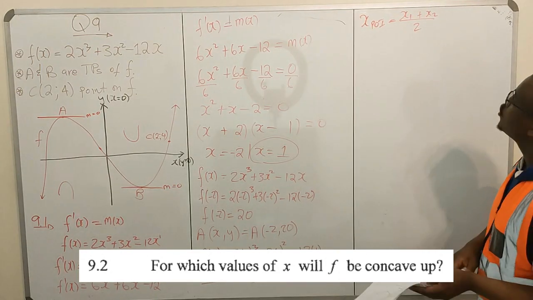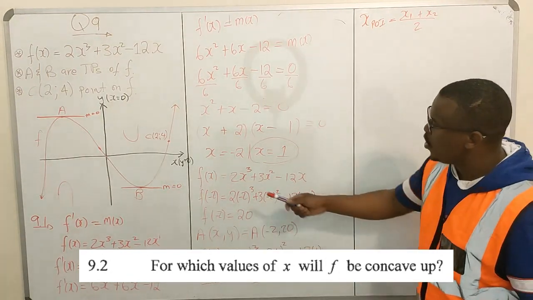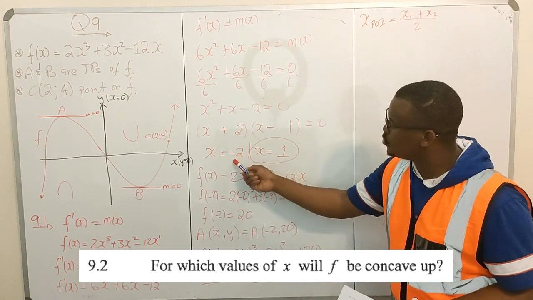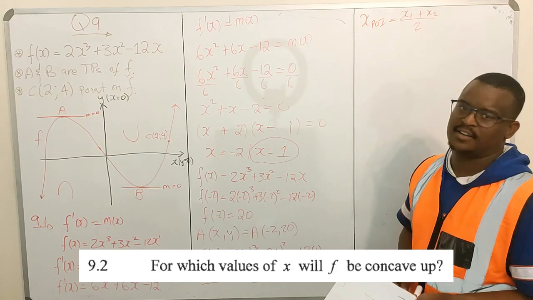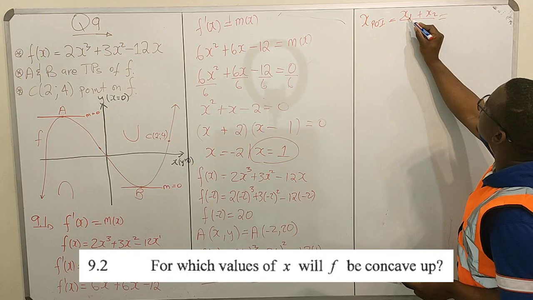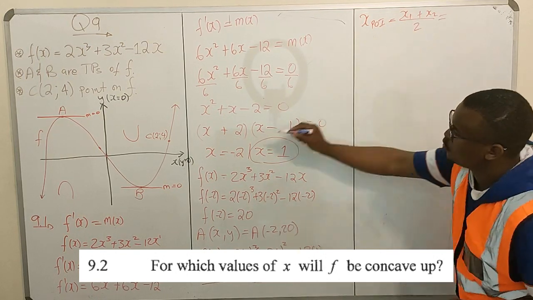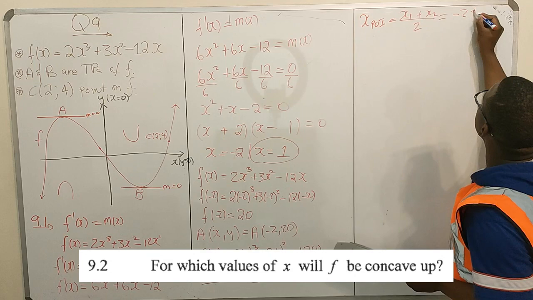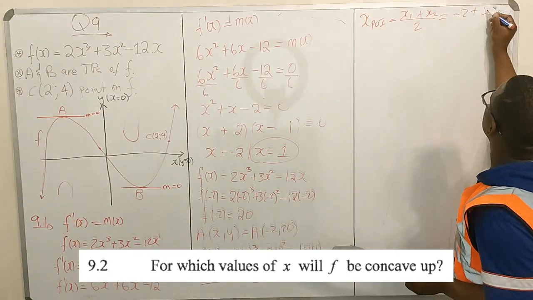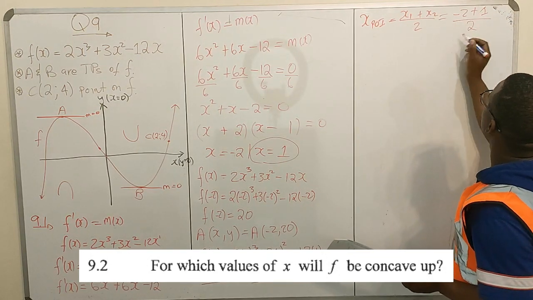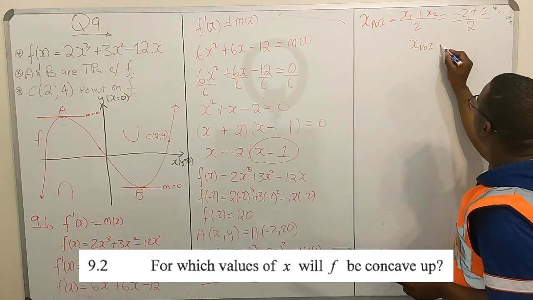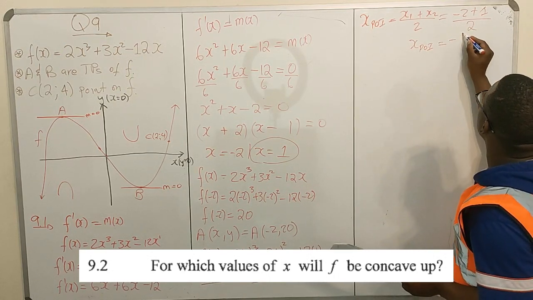That's what you can do. So we have found the x coordinates of the turning points. One was -2 and the other one is 1. So now my x coordinate of the point of inflection is equal to the x coordinate of turning point number 1, which is -2, plus the x coordinate of the second turning point, which is 1, all divided by 2. So your x coordinate of the point of inflection, where the concavity changes, is -1/2.